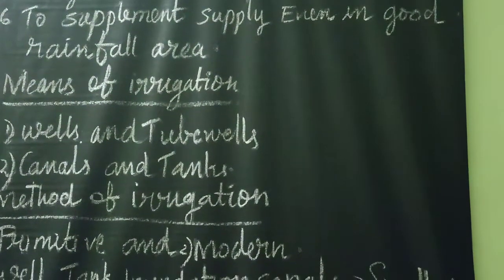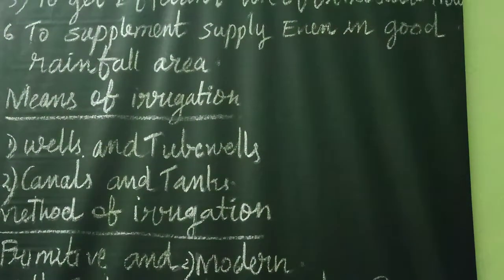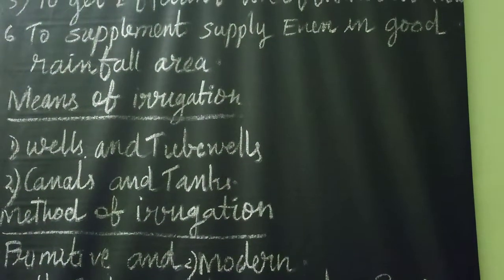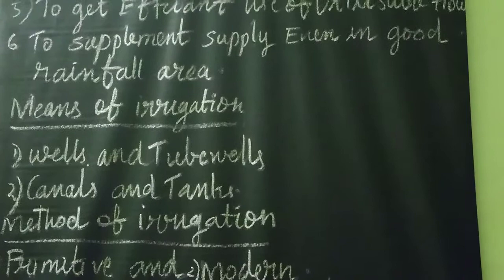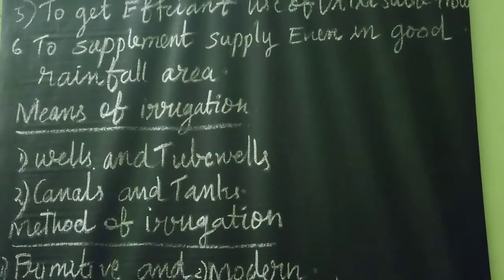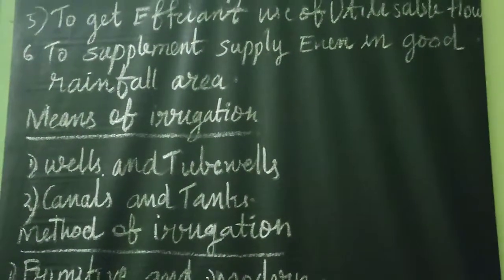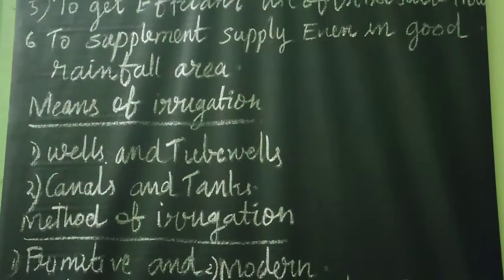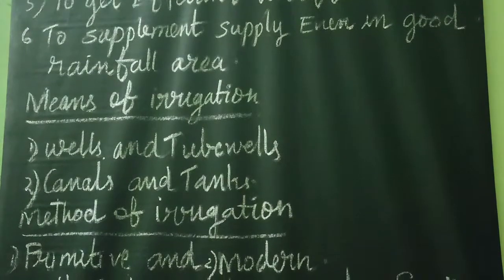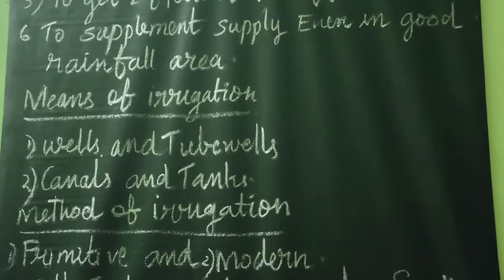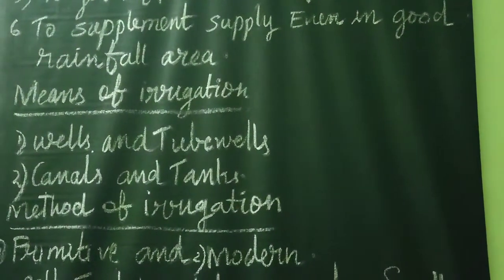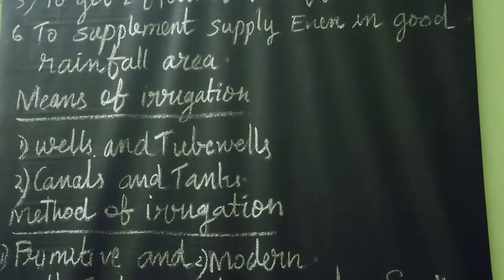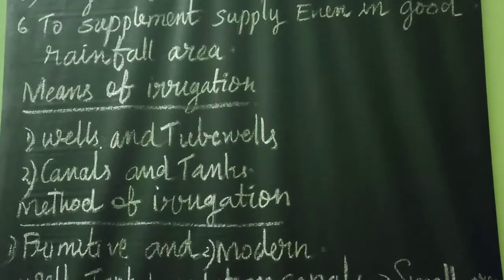Now, what are the means of irrigation? Different sources of irrigation are used in India depending on our topography, soil, rainfall, availability of groundwater, nature of rivers and requirement of crops. The main sources of irrigation used in different parts of the country are well and tube well irrigation, canal irrigation and tank irrigation. There are also two methods: the primitive method and the modern method of irrigation.